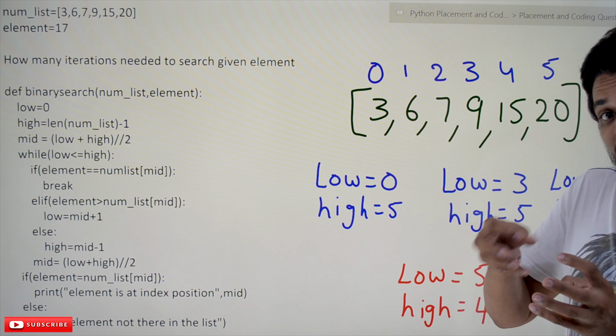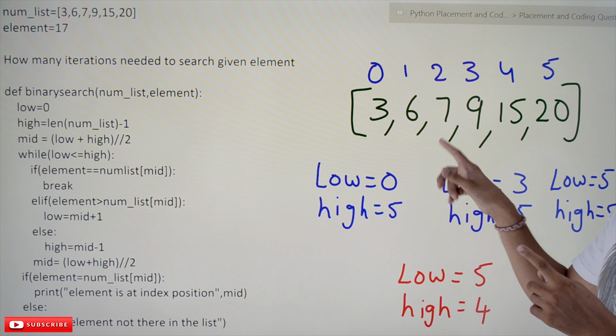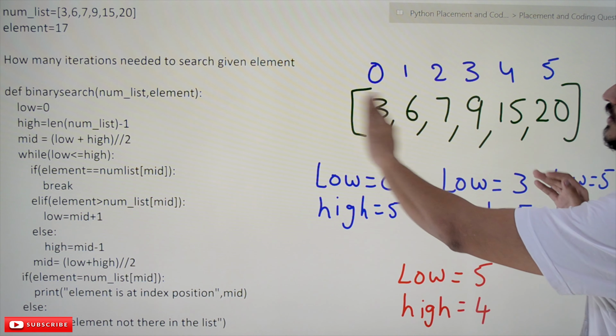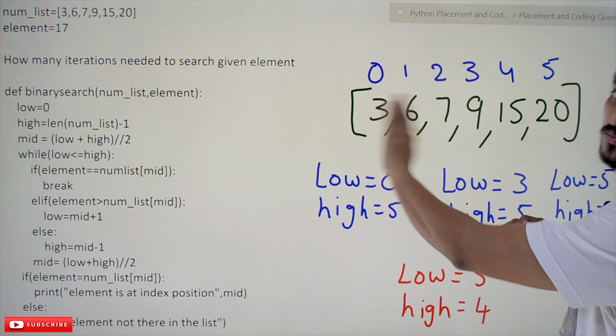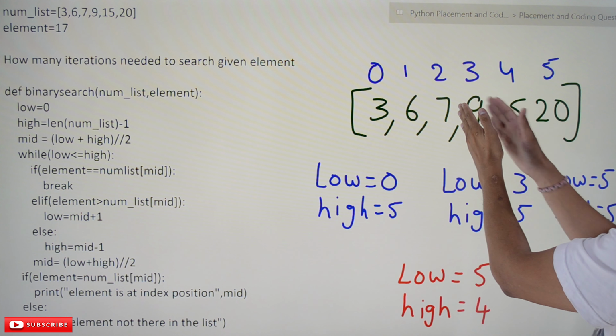No. But 17 is greater than 7. Elements are already in ascending order. So, compulsory, our element will be on the right hand side. No need to check these elements. That is what binary search is. So, we have to check the remaining elements on this side.